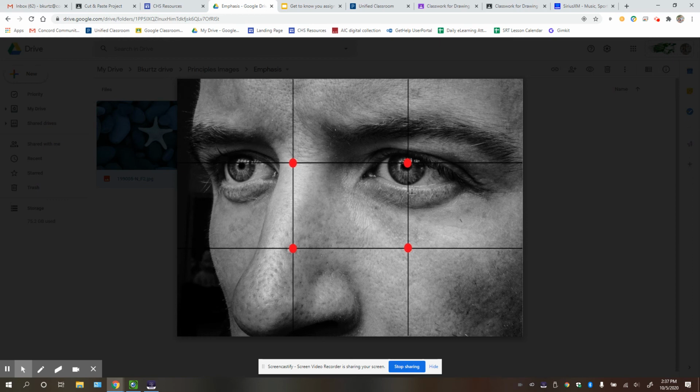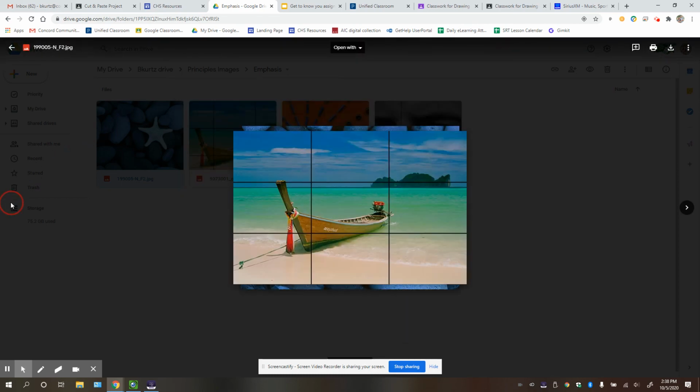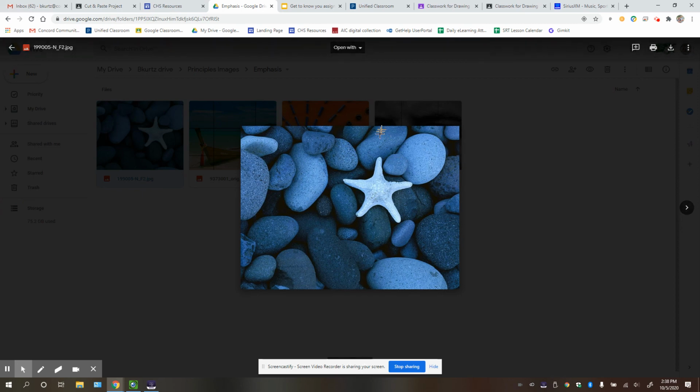This eye is a little bit closer to us, plus the placement of it in the composition means that it is in a good visually appealing place for the composition using the rule of thirds. So in this case, this eye doesn't stand out a whole lot more than the rest of the picture, but because of where it is placed, I would call that the point of emphasis. If we go back to the starfish one, we've got the upper right intersection of the rule of thirds is where this starfish is placed. So that also uses the rule of thirds.